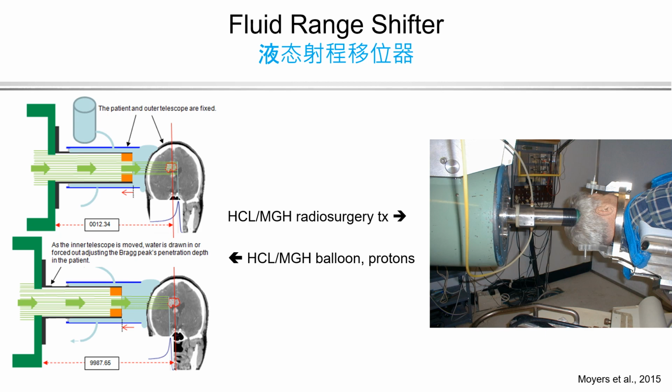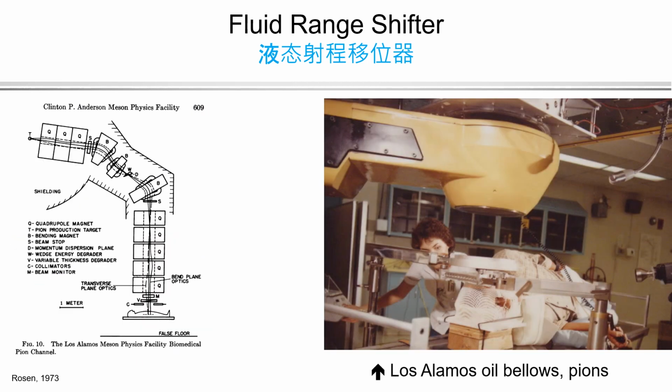Once the dose from the deepest range component had been delivered, the inner cone was retracted to increase the water content between the aperture and patient and create a second range component. This process was then repeated until the target was covered with a uniform dose. Another example of a fluid range shifter was used with the pion beam at Los Alamos. In this system, a simple bellows filled with oil was placed in the beam path just before entering the patient.